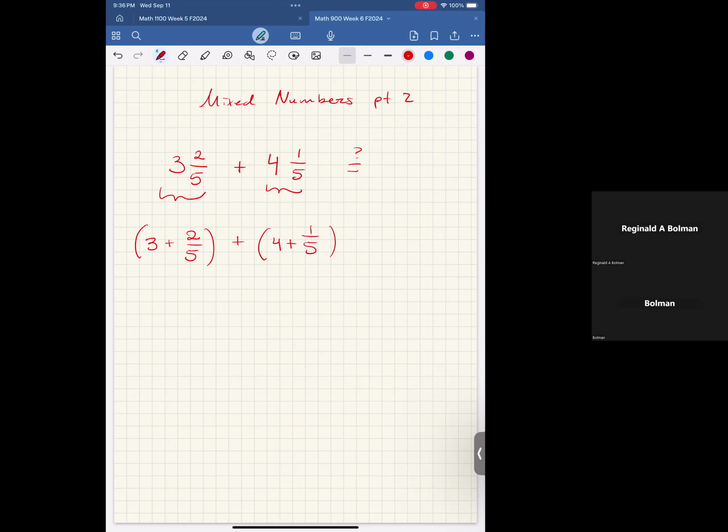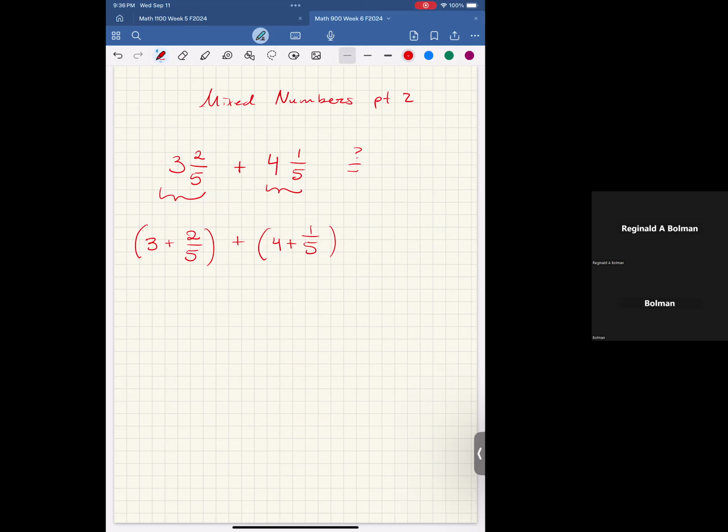And so I use parentheses in this instance to denote one specific number or one chunk of a number. So 3 plus 2/5 as being this 3 2/5 thing, mixed number above, and the 4 plus 1/5 as denoting the 4 1/5 mixed number above.